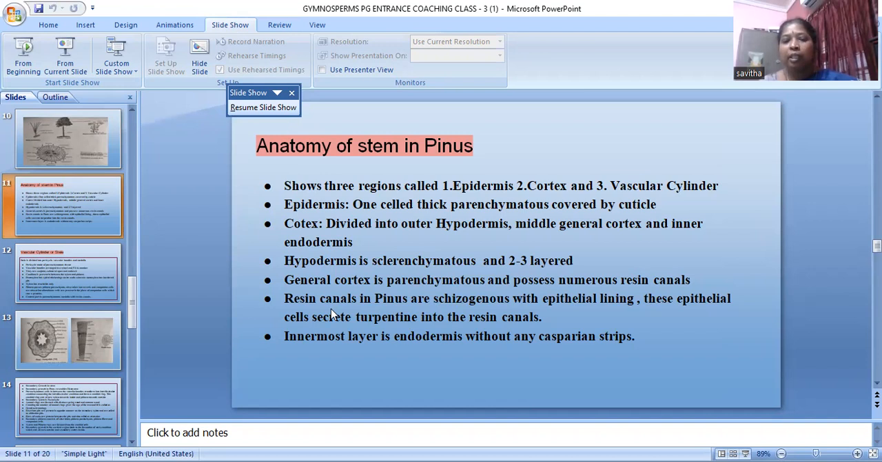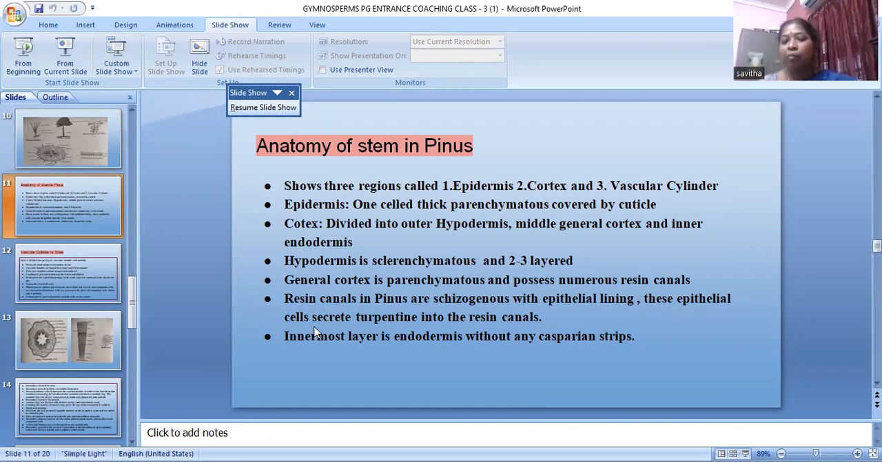And when you come to the general cortex, it is parenchymatous and possesses numerous resin canals, which is an important characteristic feature of the pinus. In pinus, you will be seeing the resin canals distributed in many parts of the plant, in the stem, leaf, etc. These resin canals are schizogenous in nature with epithelial lining.